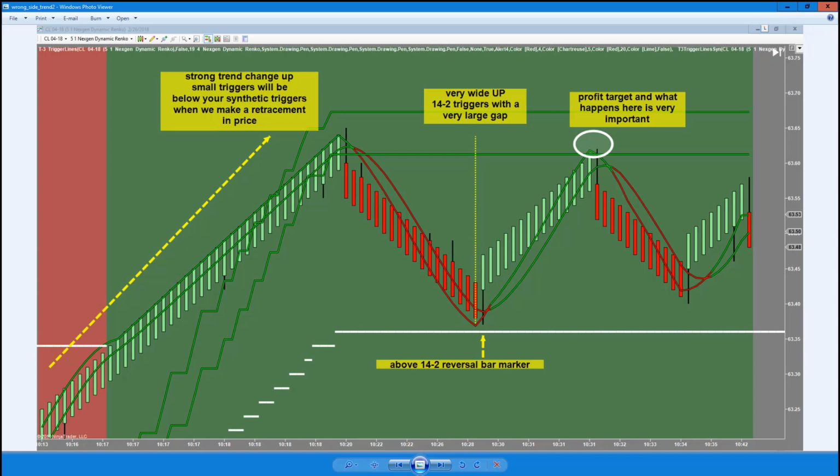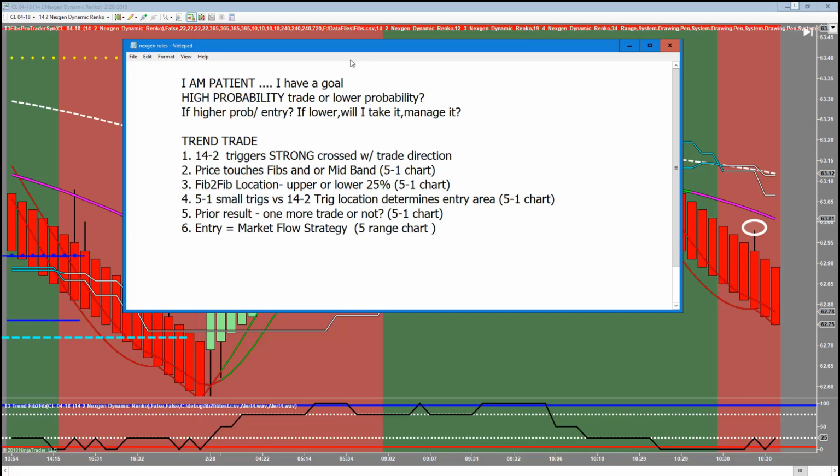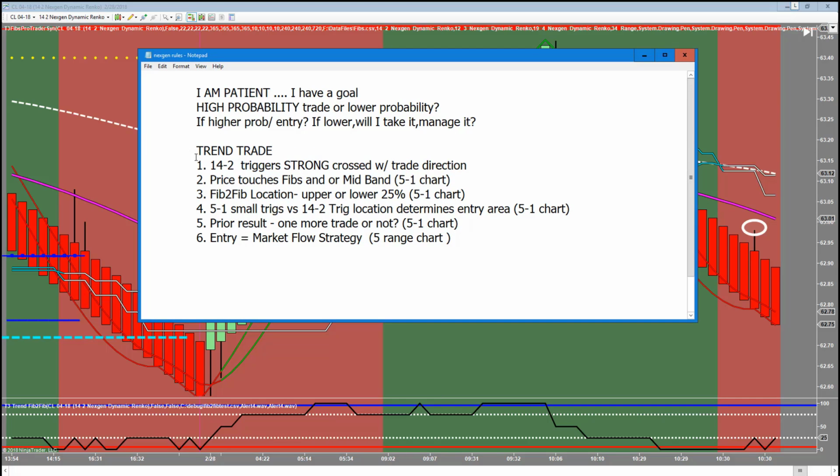Now I want you to think about our trend trade rules for just a minute. And again, these rules, we talk about them every day in class. For a trend trade, we want the 14-2 triggers crossed with us, which is pretty easy to see. The background color on the small chart is going to plot that. We want price to touch mid-bands or fibs or some type of horizontal support or resistance line. We want our fib to fib oscillator to be upper or lower 25%. Now this is the one that we're really going to study today, or right now.